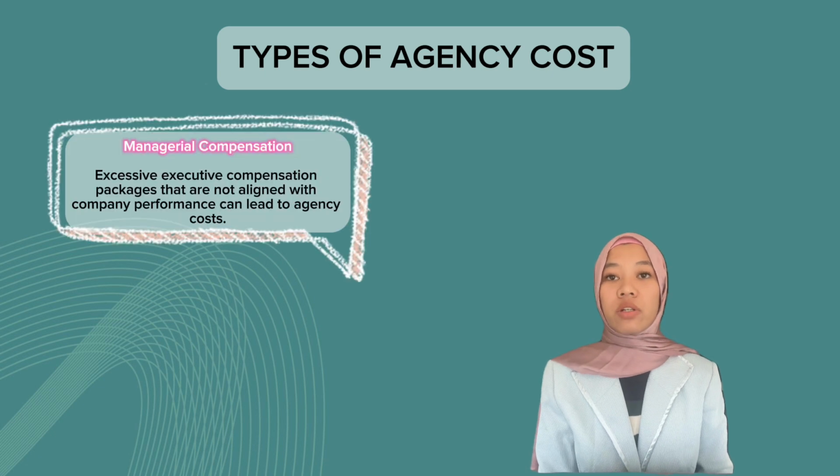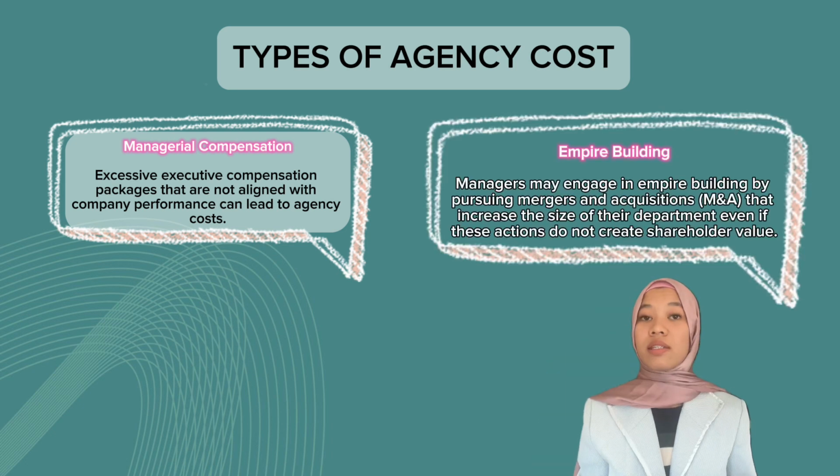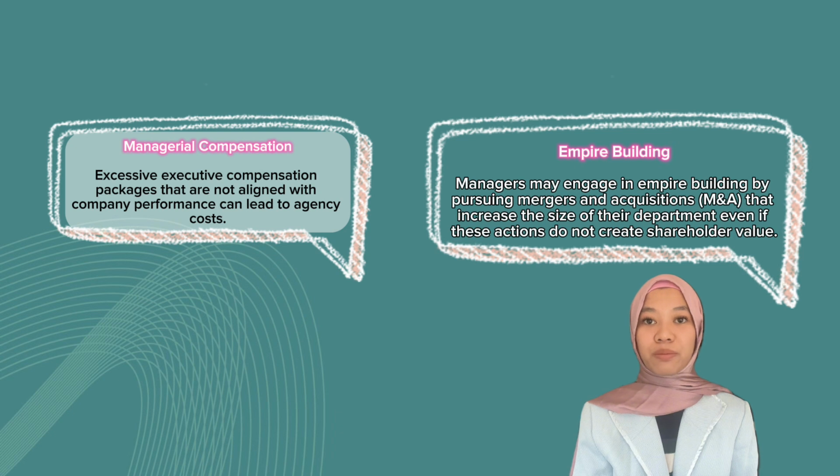First, managerial compensation. Excessive executive compensation packages that are not aligned with company performance can lead to agency costs. Second is empire building. Managers may engage in empire building by pursuing mergers and acquisitions that increase the size of their department even if these actions do not create shareholder value.